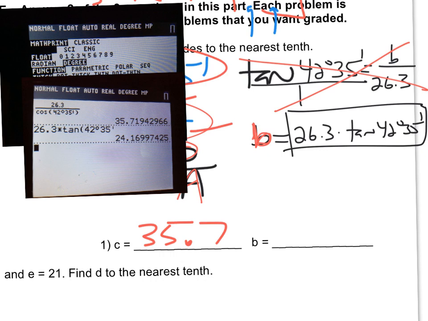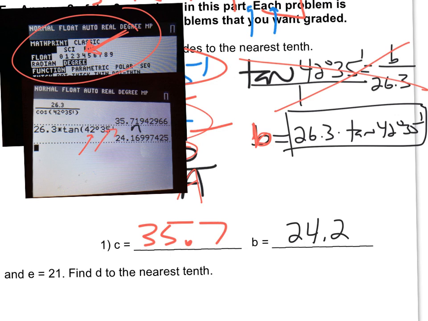And here it turns out that little b to the nearest tenth is 24.6, and that 6 kicks the 1 up to a 2. Remember, when you do trigonometry questions, you want to make sure your calculator is in degree mode. The way you get degrees and minutes on your calculator is you press second and then the apps button to get to the angle menu.